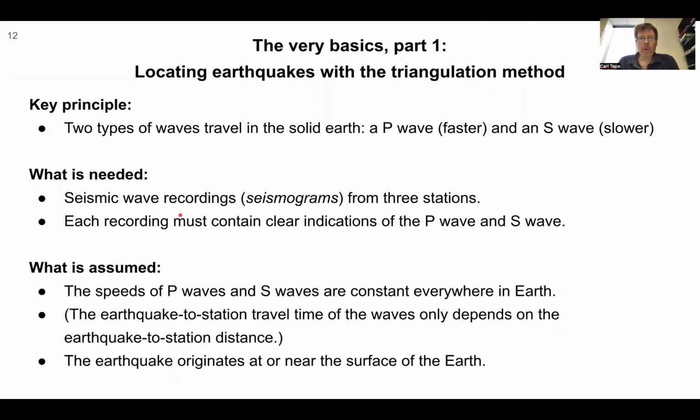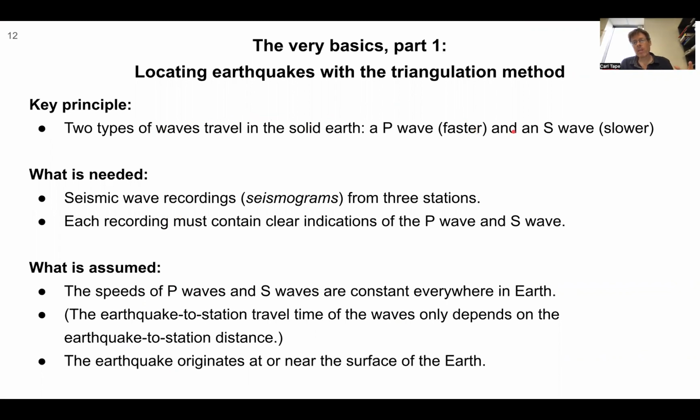So first, some very basics on locating earthquakes. First, with the triangulation method. This is kind of the standard approach to teaching how earthquakes are located in seismology. The key principle is that there are two types of waves that travel in the solid earth. There's a P wave, which is faster, and an S wave, which is slower.